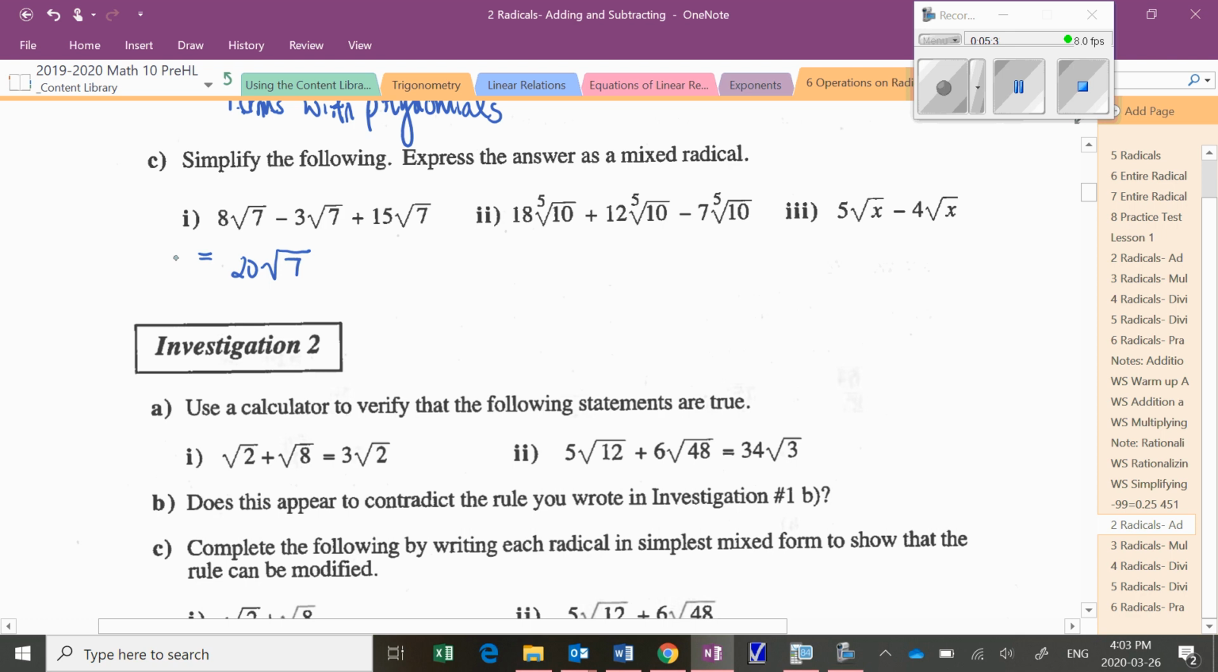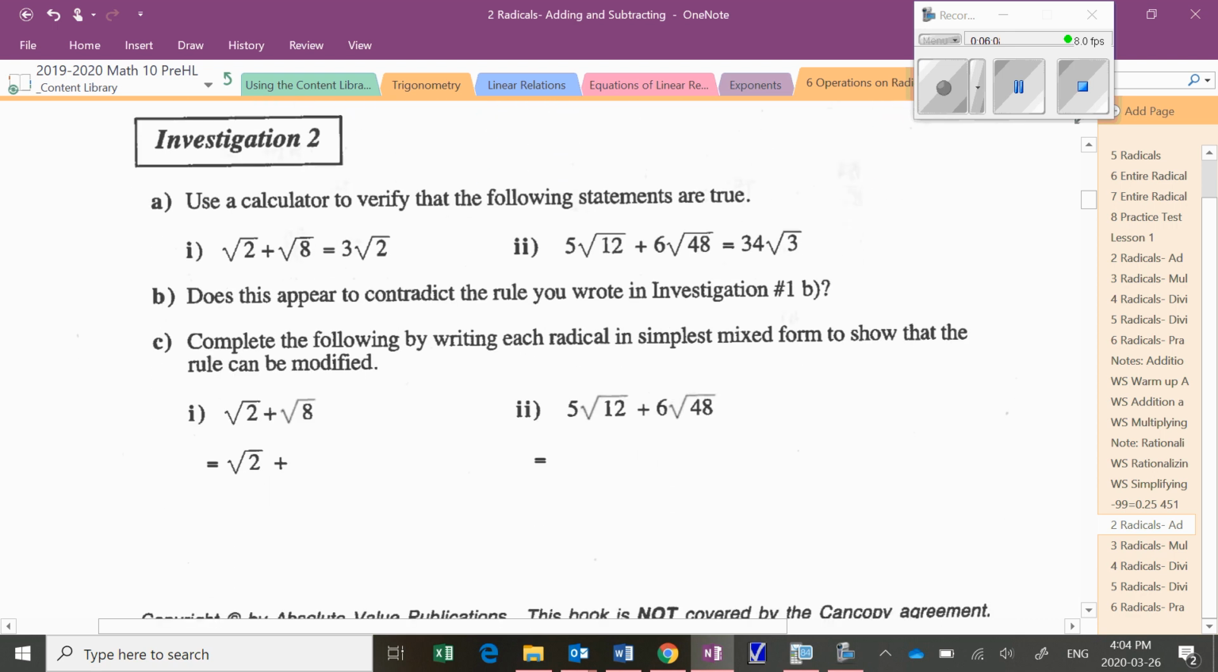For number 2, we've got 18 times the fifth root of 10 plus 12 times the fifth root of 10 minus 7 times the fifth root of 10. So again, we know that we're dealing with the fifth root of 10, and 18 plus 12 is 30, minus 7 is 23 then. So 23 times the fifth root of 10. Looking at number 3, 5 root x minus 4 root x. So then again, our radical stays the same, root x, and 5 minus 4 is simply 1. So I can write 1 root x, or root x is the same thing as well.